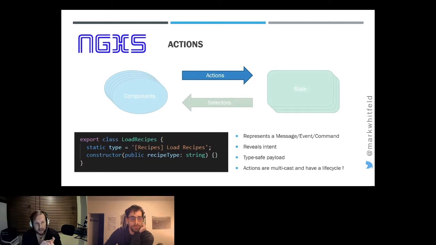It reveals intent. It has a payload that's type safe, which is quite different to typical Redux things. Maybe you would make an interface for your action and have certain signatures, but because we're using classes, we have all the type safety and all the type inference that we need, which is fantastic.